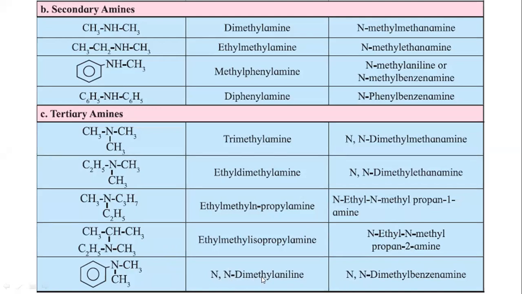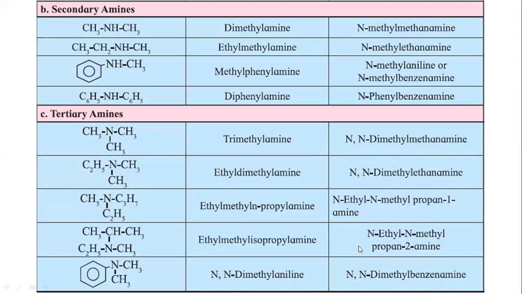This is N,N-dimethyl aniline, because it is simple. Two groups are attached here. Both the groups are the same. That's why the prefix di is introduced here. Dimethyl. These are the two methyl groups, and this is aniline. Now come to the IUPAC nomenclature system. N,N-dimethylbenzenamine, or it is also called N,N-dimethyl aniline.